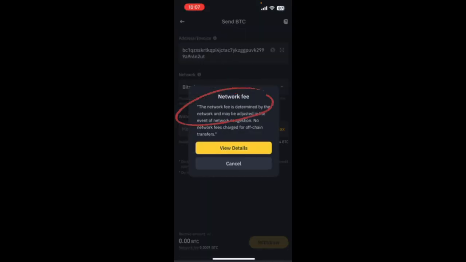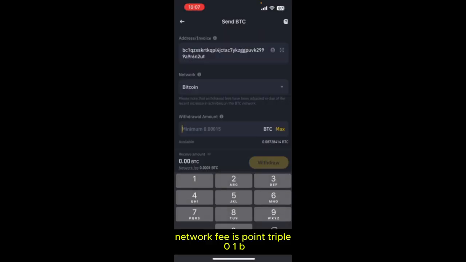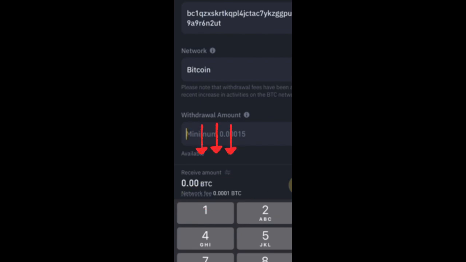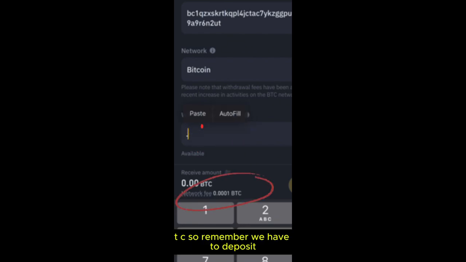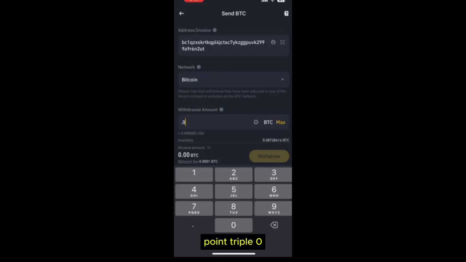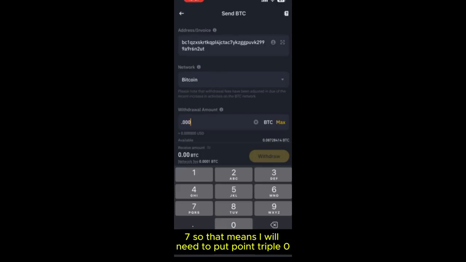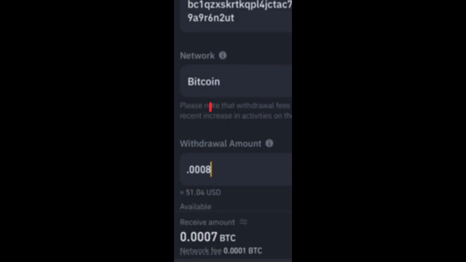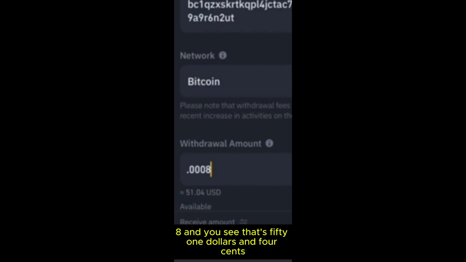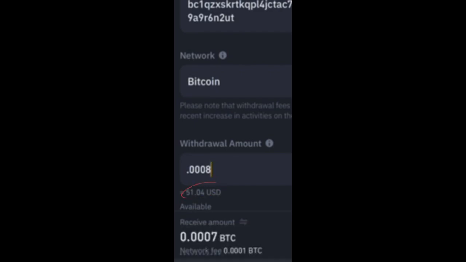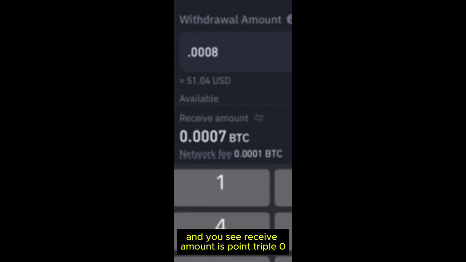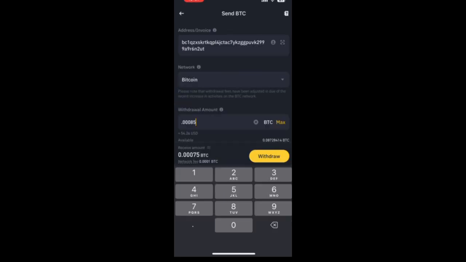Also, really, really important, there is a fee. You see it down here. It says network fee is 0.0001 BTC. So remember, we have to deposit 0.0007. So that means I will need to put 0.0008. And you see that's $51.04. And you see receive amount is 0.0007.